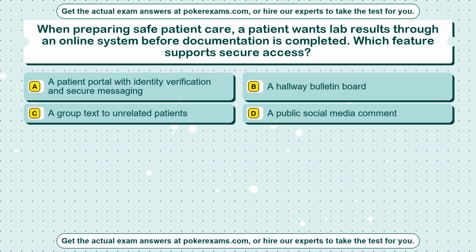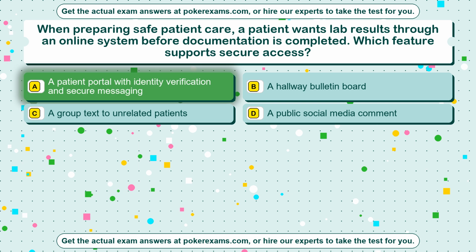Question 71. When preparing safe patient care, a patient wants lab results through an online system before documentation is completed. Which feature supports secure access? Option A, a patient portal with identity verification and secure messaging. Option B, a hallway bulletin board. Option C, a group text to unrelated patients. Option D, a public social media comment.